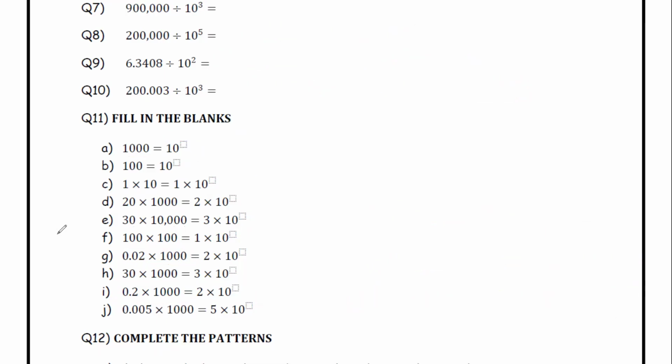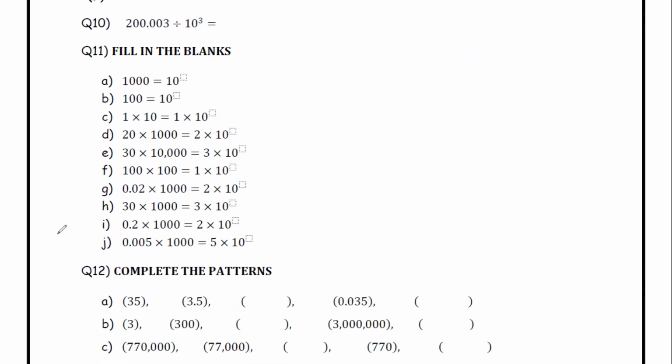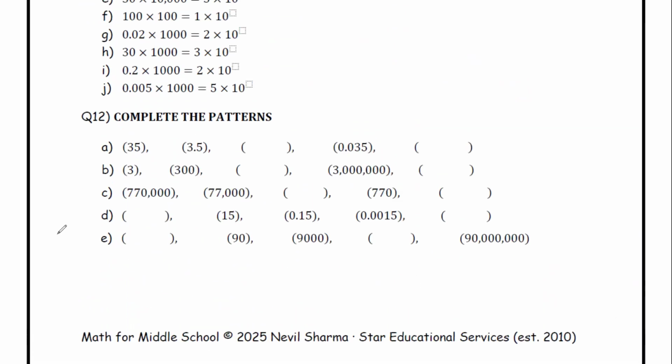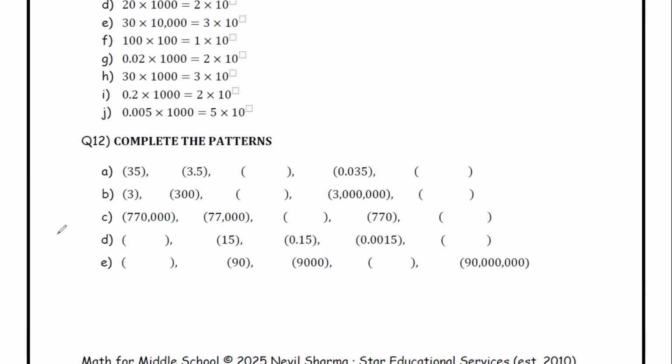So that's it with fill in the blanks. And we have complete the patterns. So this is a pattern that you can see. You have 35. It gets divided by 10, becomes 3.5. It gets divided by 10 again, it becomes 0.35. Again, it becomes 0.035. And then it gets divided by 10 again, so it becomes 0.0035. That's the pattern. That's how you need to work it.